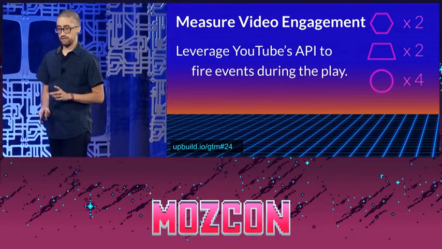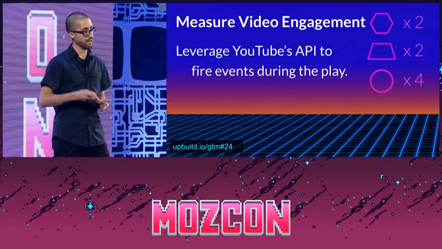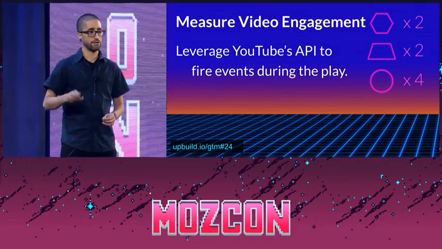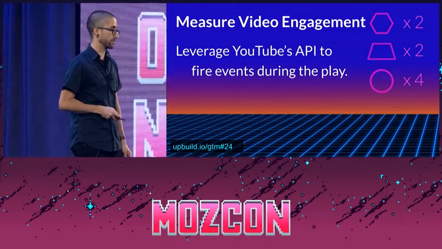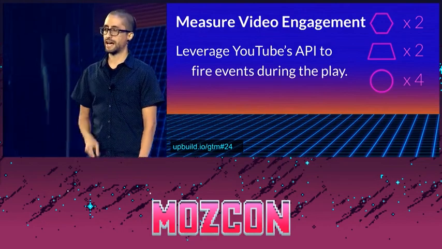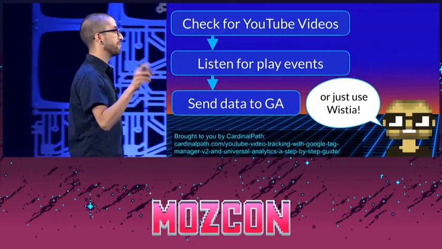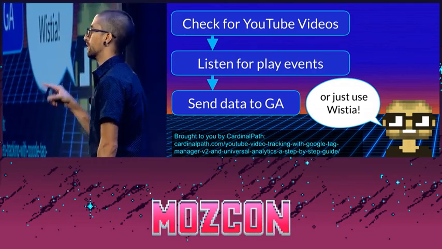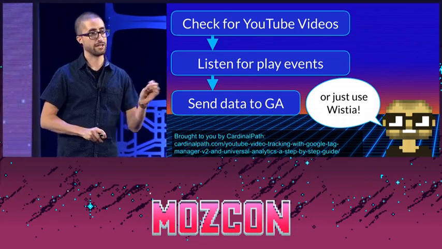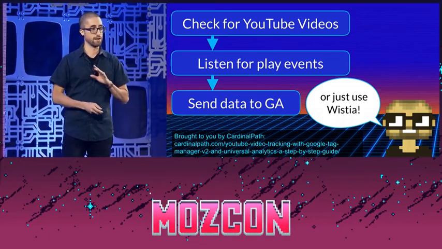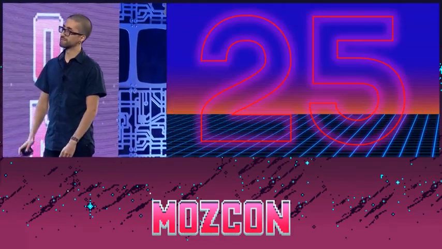If you're using embedded YouTube videos on your site, you can use a plugin created by Cardinal Path that leverages the YouTube API to track video progress at predefined points, in 25% increments. Pretty cool stuff. Or, if you don't want to hack it together, just use Wistia like an adult. I'm not being paid to say that, but I love Wistia, and their analytics integration is off the hook. You don't have to do anything, and you can have data start coming into your analytics immediately without having to set any settings. So it makes your job a whole lot easier.